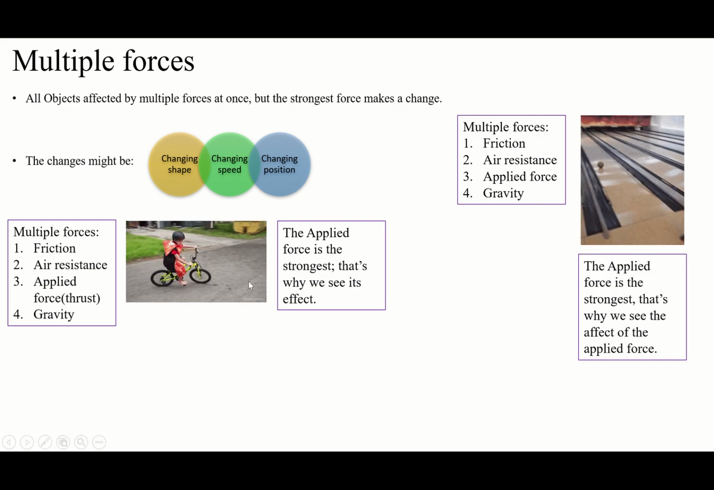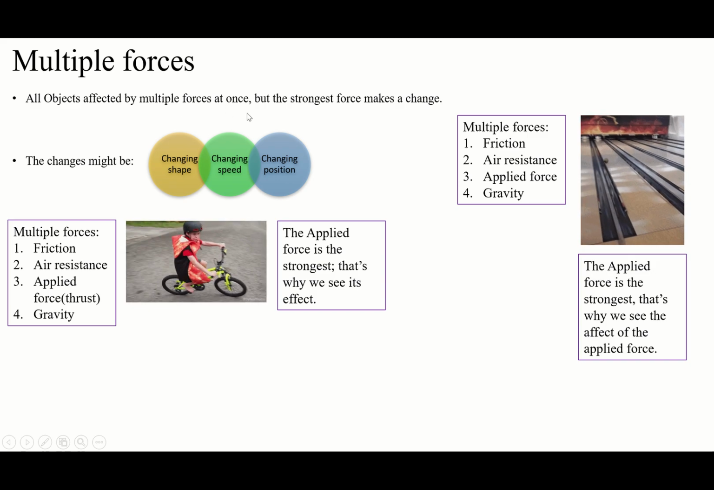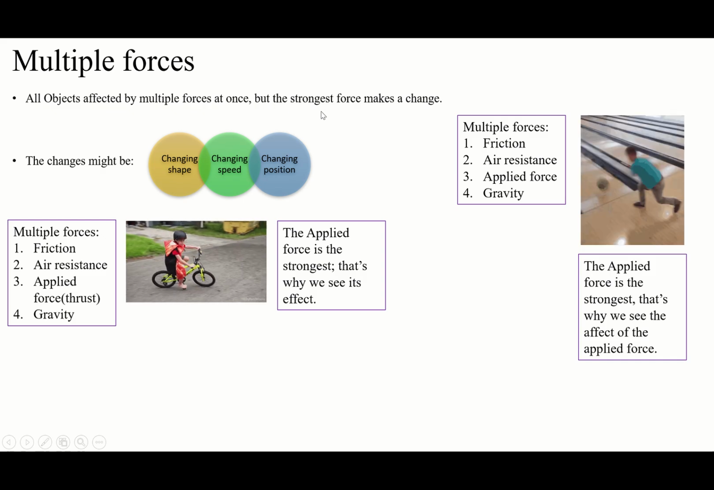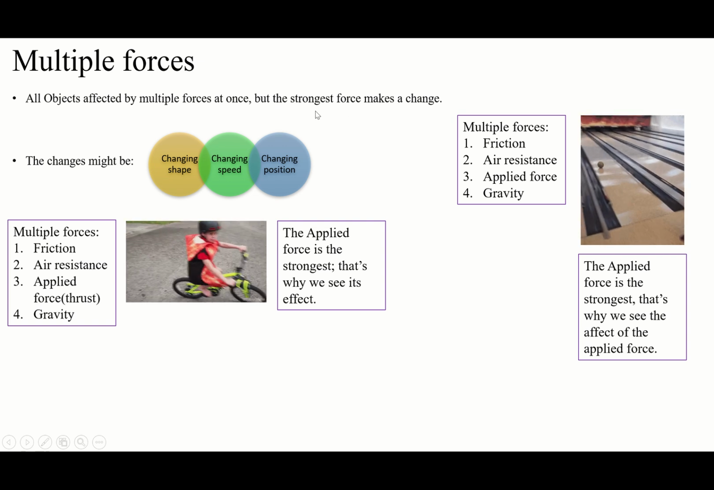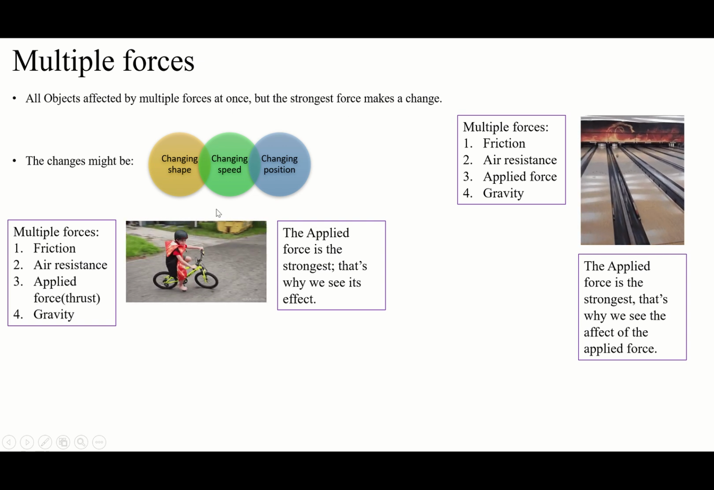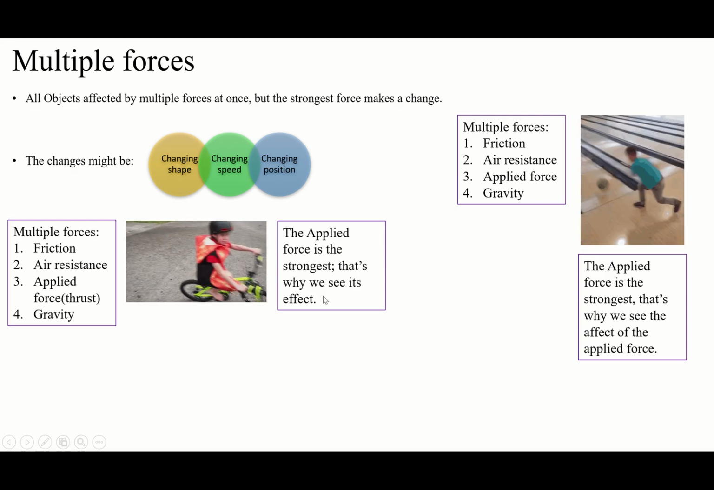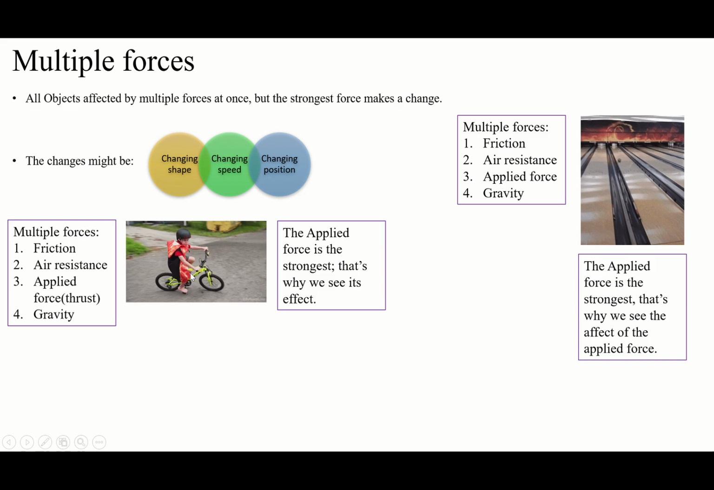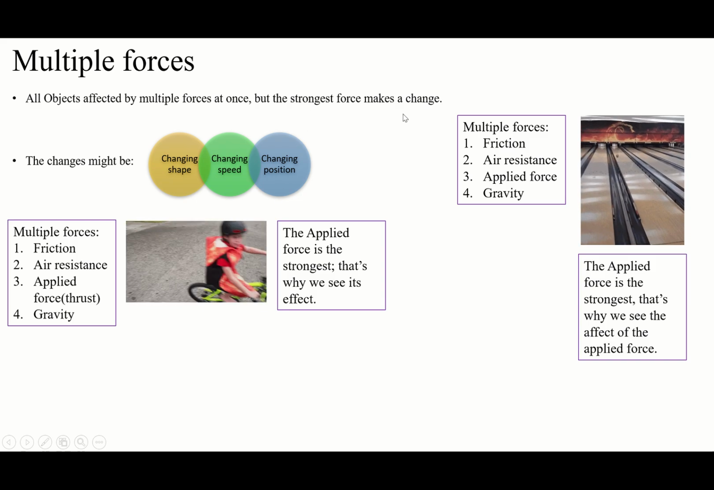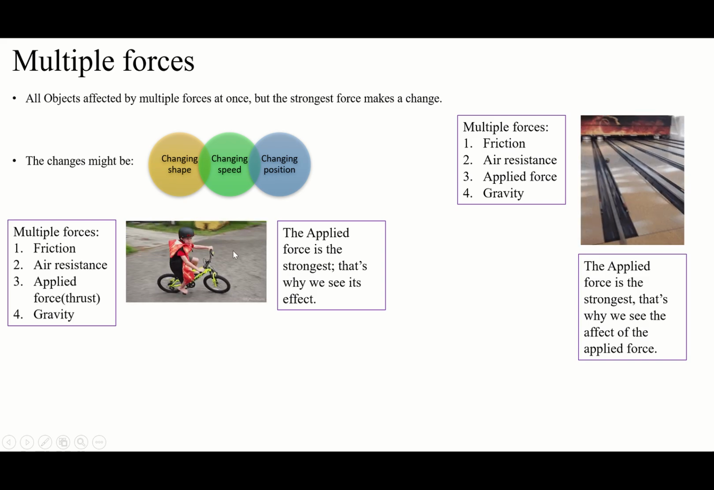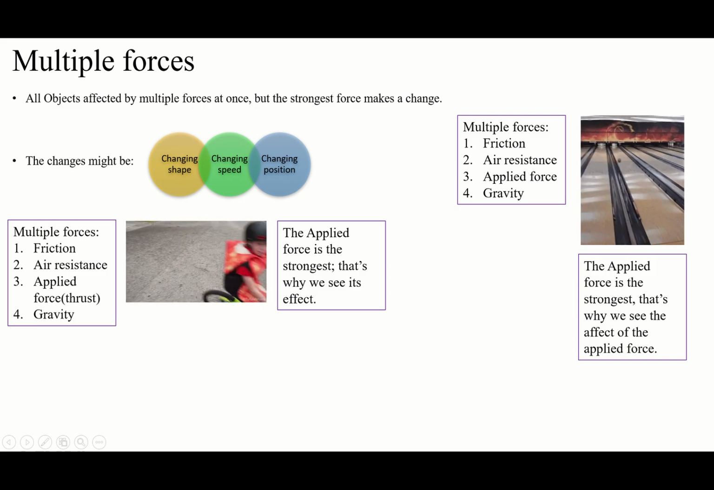Bismillah. So, all objects are affected by multiple forces at once, but the strongest force makes a change. Guys, this sentence is very important. Sometimes you say, okay, if you have many forces here, why, for example, is the object moving to one side? Why are the other forces not working? They are working, but the strongest one is gonna make the change. So which one is stronger? That one is going to decide what's gonna happen.